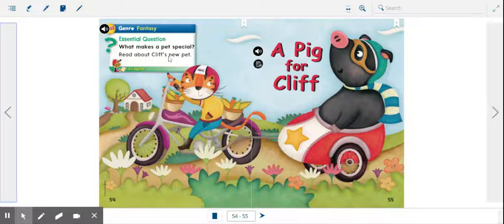So our essential question for the week, what makes a pet special? So in this story, we're going to read about Cliff's new pet. So Cliff is our tiger here. So you should be able to use your blending skills to read most of the words in this story. So if you can, go ahead and read right along with me.